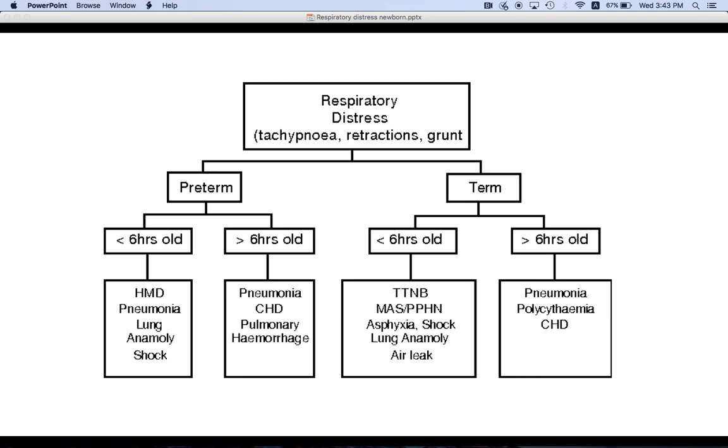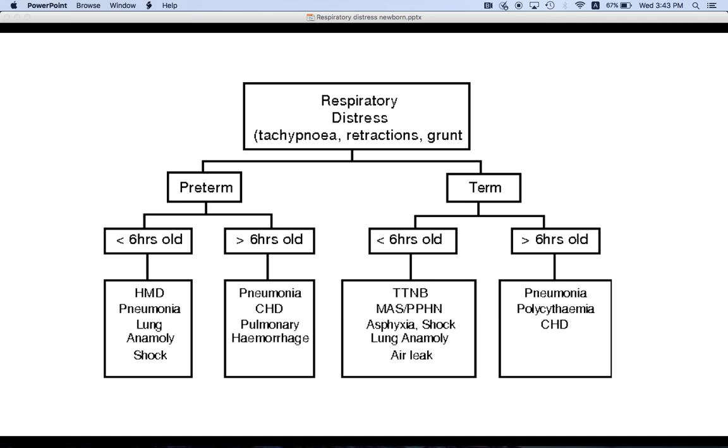So if I have to summarize, any neonate who's coming to you with respiratory distress, you have to see whether you are dealing with a preterm baby or a term baby. In a preterm baby, if the distress is appearing within 6 hours of birth, then the first diagnosis you will keep is respiratory distress syndrome or HMD. Then you can keep the differential of pneumonia or lung anomaly or shock. If the distress is developing after 6 hours, then in a preterm baby, HMD is virtually ruled out. These babies will not develop distress later on, right? Then pneumonia becomes your prime possibility. Otherwise, you can keep a possibility of congenital heart disease or pulmonary hemorrhage.